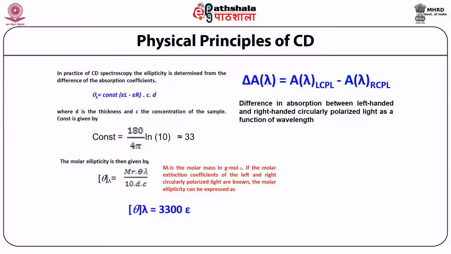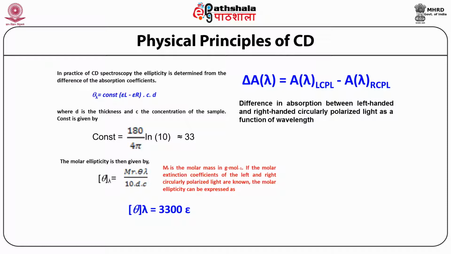We discuss the physical principle of CD. In practice, CD spectroscopy is ellipticity determined from the difference in the absorption coefficient, that is theta lambda equals constant times (E_L minus E_R) times C times D, where D is the thickness and C is the concentration of the sample. It means that the value of theta depends upon the concentration as well as path length. So the constant is actually 180 by 4 pi ln 10, which is generally equal to 33.